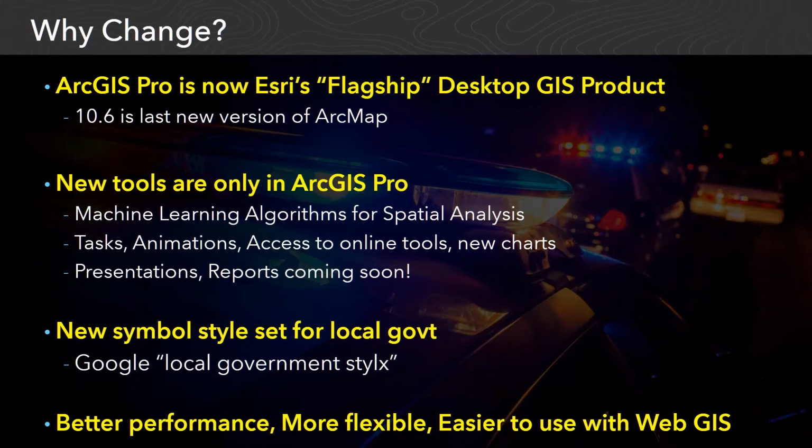Pro also has a new symbology style set that will give you a lot more options for symbolizing all of your data, including crime data. And again, Pro has better performance, more flexibility, and is easier to use, along with our new WebGIS.